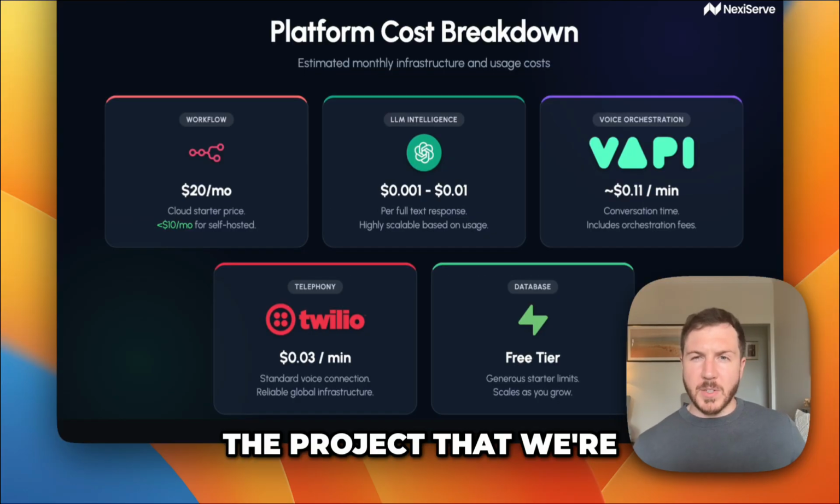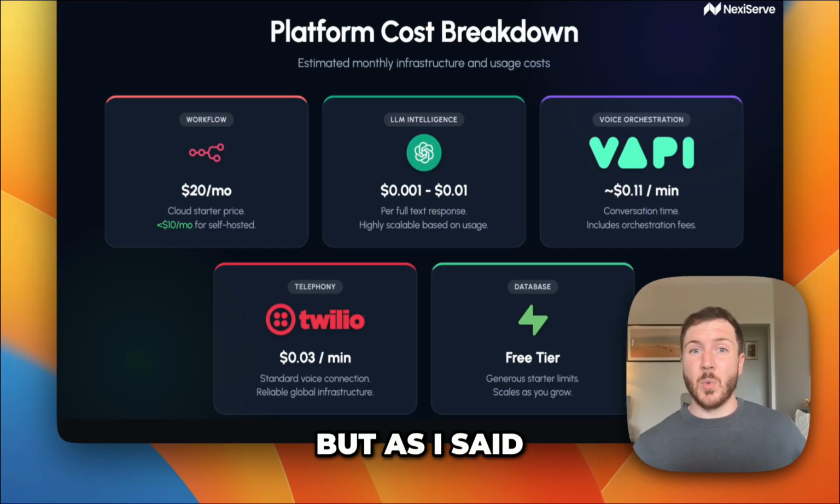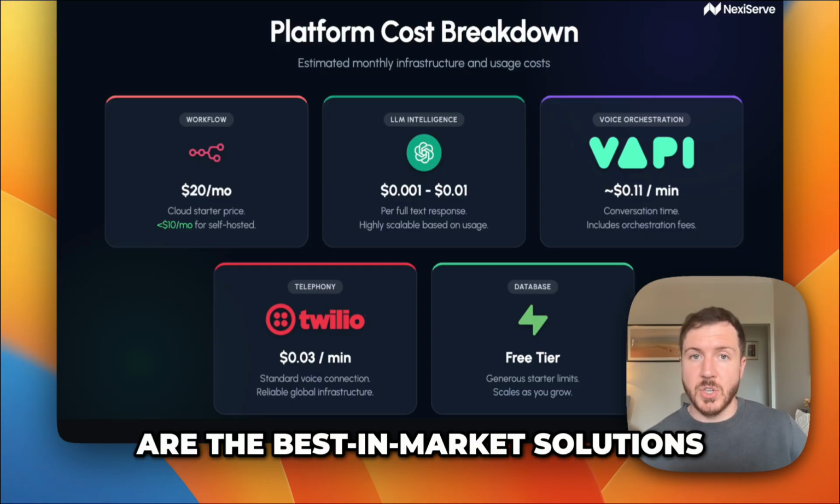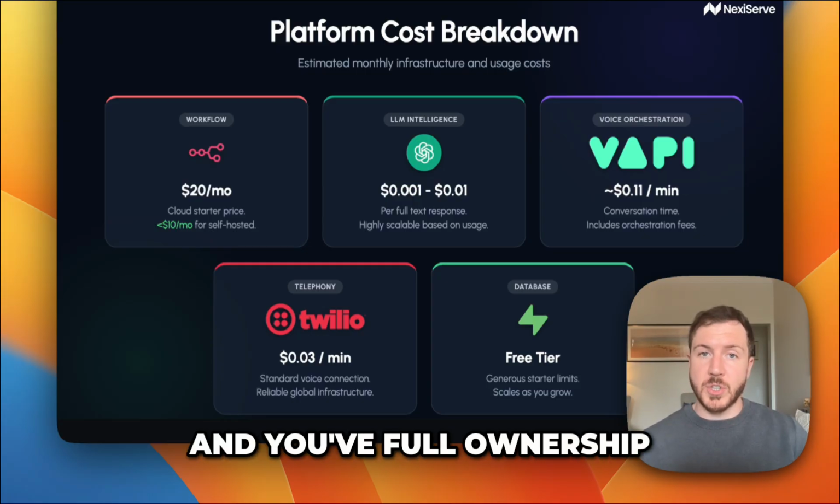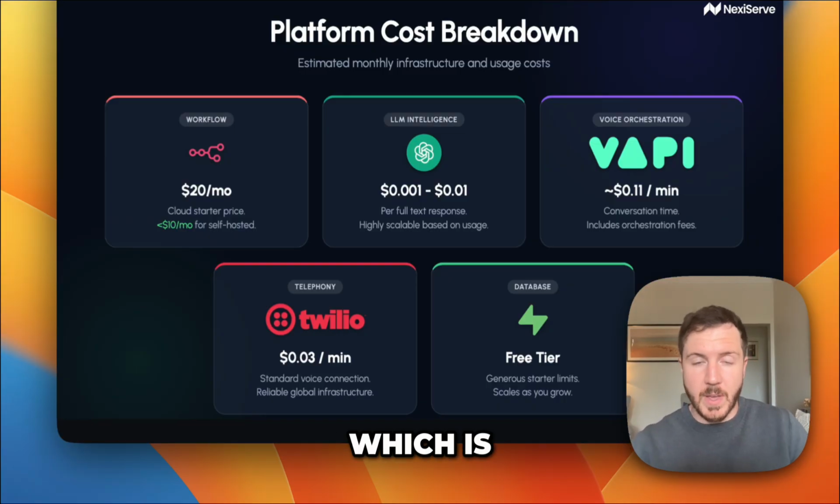Again, it all depends on the project that we're building out. It all depends on your usage and your volume. But as I said, it works out very, very low. And these are the best in market solutions. You set everything up and you have full ownership. So you're paying direct cost to these platforms, which is, again, very low.